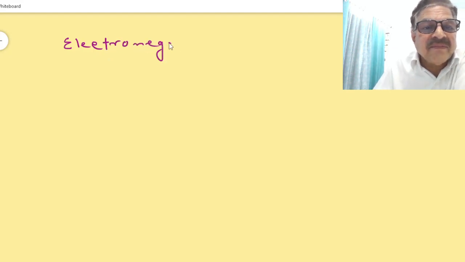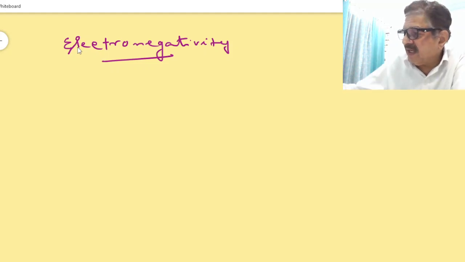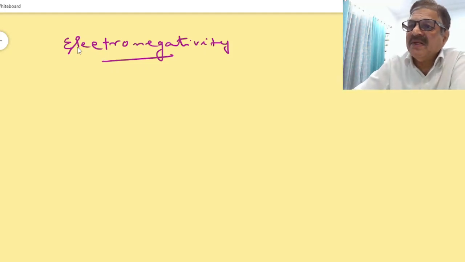Then the inductive effect, how the conjugate base is getting stabilized. That is our question here. Now what is electronegativity here?